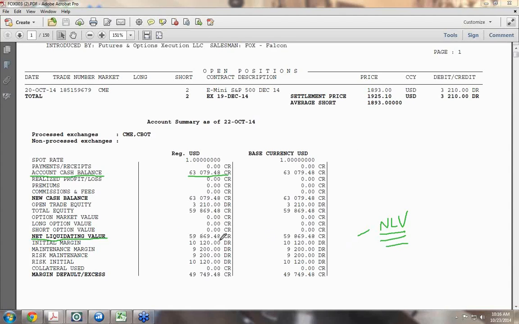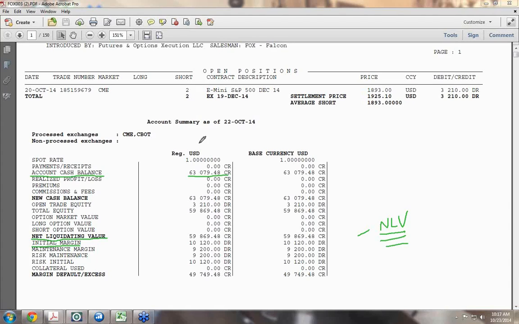So this row, about 2/3 of the way down, is where you want to be looking if you're just trying to find what's my account worth as of the beginning of the day today. This is the column you're going to want to be looking at. Okay? The initial margin right here, that is just the margin requirement needed to hold the trade. Okay? So each E-mini S&P 500 contract requires about a $5,060 margin requirement.